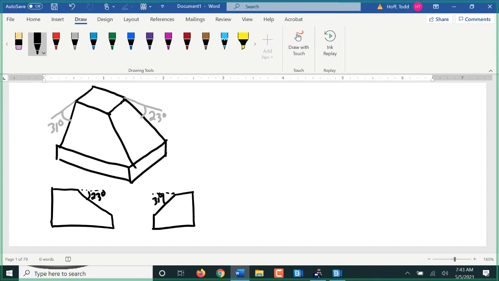Now, I want you to find, draw this in underneath here. This is R, my angle of rotation. And I'm going to have you find this angle here, which is going to be our T. Our T is going to be down on the bottom now.